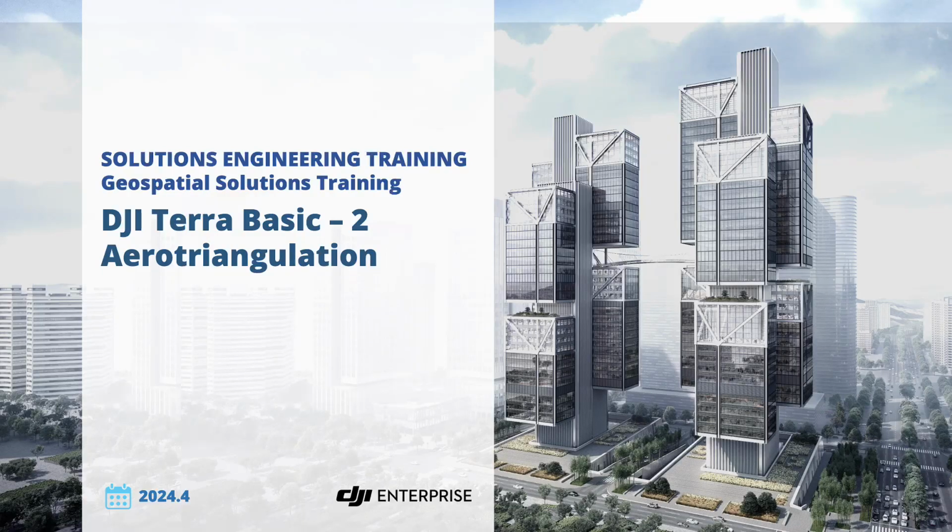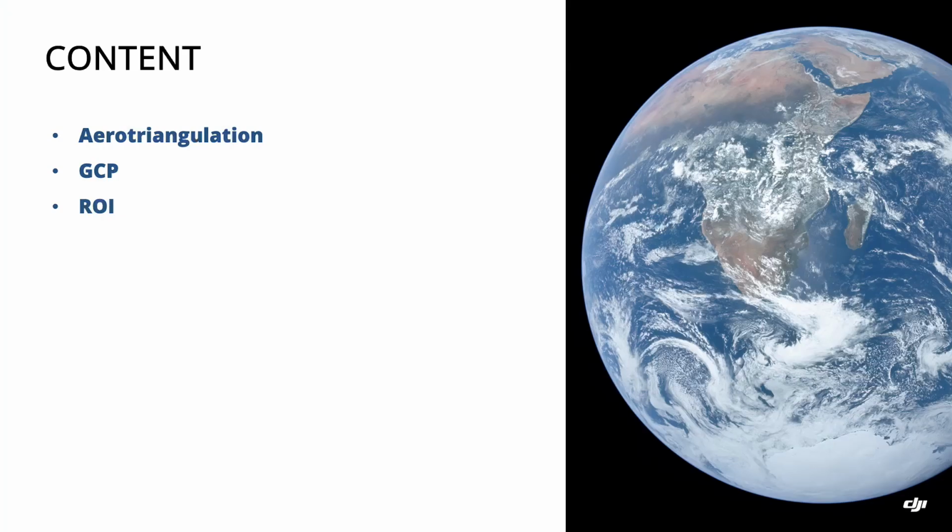Welcome to this video. Today we are going to talk about aerotriangulation in DJI Terra. We have three topics to cover. The first one is the parameters under aerotriangulation. The second one is GCP. And the last one is ROI.